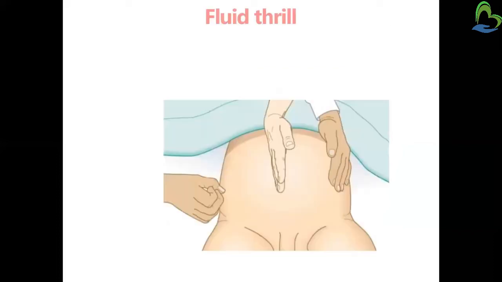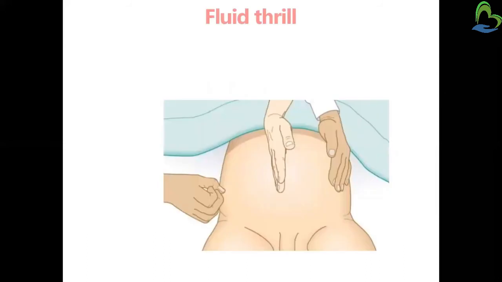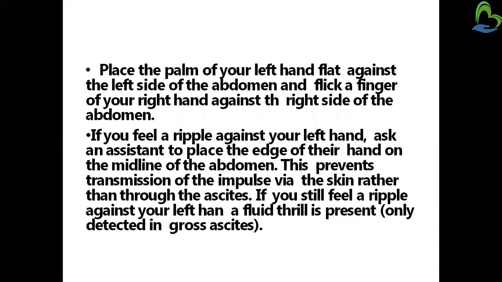The next is fluid thrill. Place the palm of your left hand flat against the left side of the abdomen and flick a finger of your right hand against the right side of the abdomen, as shown in the figure. If you feel a ripple against your left hand, ask an assistant to place the edge of their hand on the midline of the abdomen as shown in the figure. This prevents transmission of the impulse via the skin rather than through the ascites. If you still feel a ripple against your left hand, a fluid thrill is present, which is only detected in gross ascites.